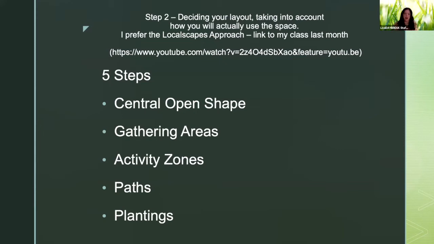But these are just the 5 things I want you to think about as you're planning your yards. The central open shape, your gathering areas, your activity zone, your paths, and then plants. And I'm not going to spend a ton of time breaking down those steps, because that's what the class you can watch from last month will really take you through.